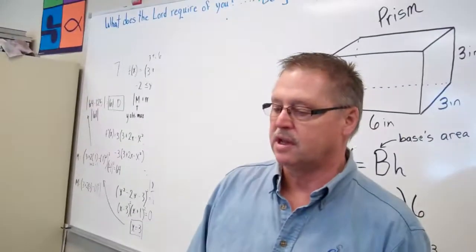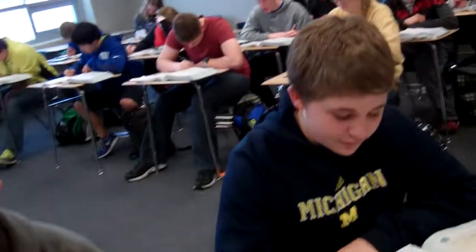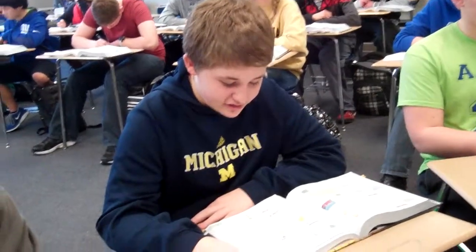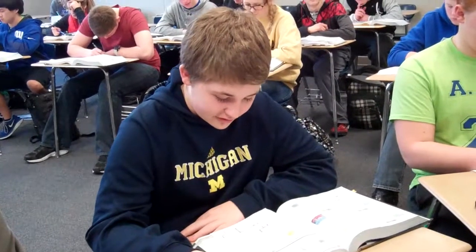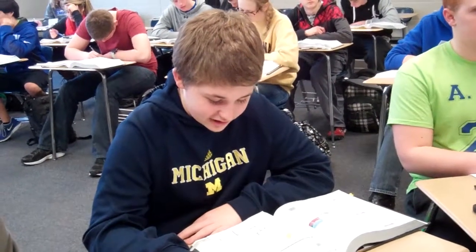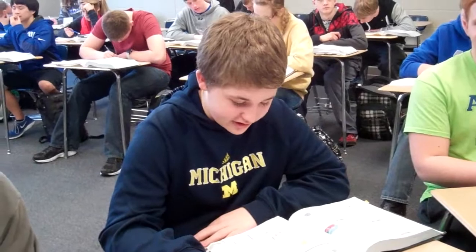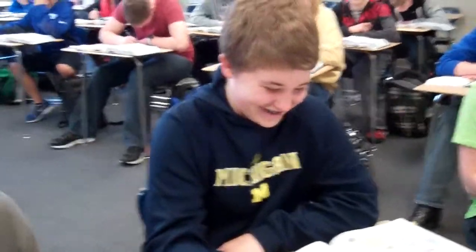Is there anything else left there, Luke, on the practice area up there? Number 5. Can you read that, Isaac? How is the volume of a rectangular prism with base 2 meters by 3 meters and height 4 meters related to the volume of a rectangular prism with base 3 meters by 4 meters and height of 2 meters? Explain.